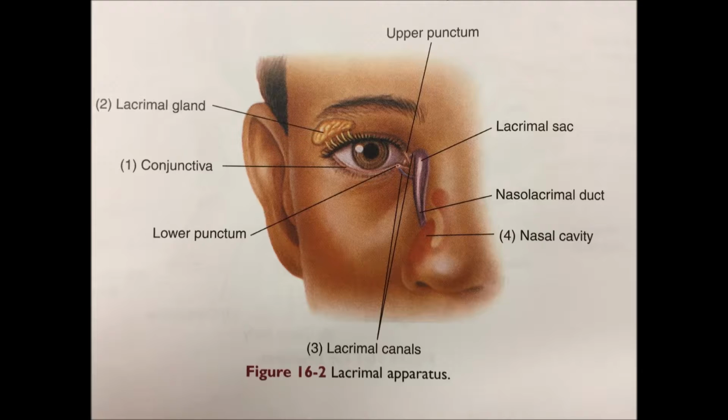The tears collect at the two inner edges of the eyes called the canthi. They are not shown on the diagram but are located here and here. Next, the tears pass through pinpoint openings called the upper and lower punctum and into the lacrimal canals here. The lacrimal canals lead to the lacrimal sac and then to the nasolacrimal duct, eventually reaching the mucous membranes lining the nasal cavity. There are many diseases associated with this apparatus.